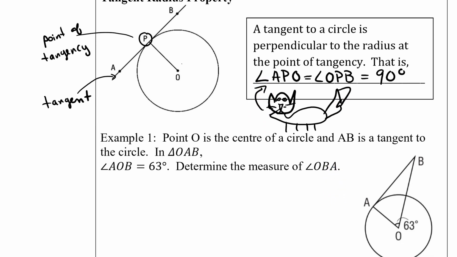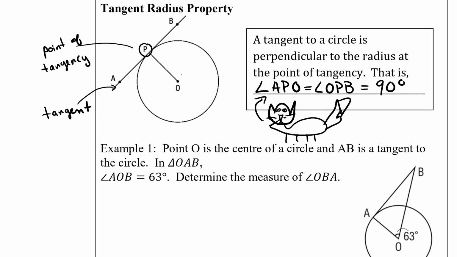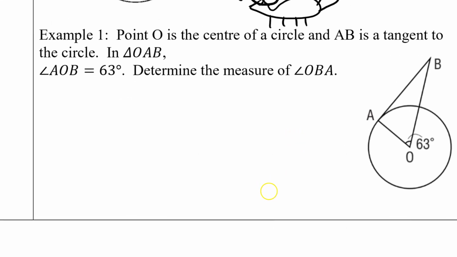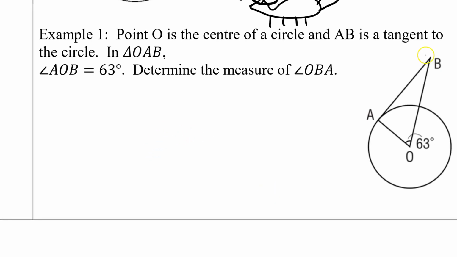So let's see if we can apply that tangent radius property. Example 1: point O is the center of the circle, and AB is the tangent to the circle in triangle OAB. We're learning how to name things here. We kind of did that in the last unit too, but we're going to continue on with that. Angle AOB here is 63 degrees. We want to find the measure of OBA.